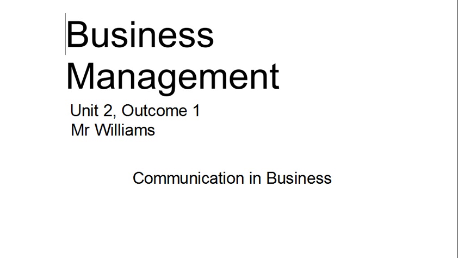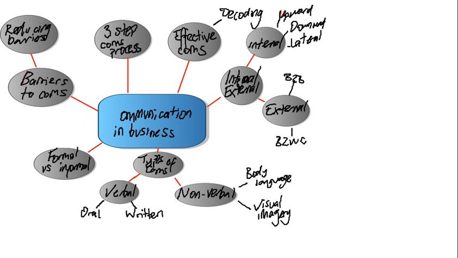Okay, welcome to the next section of Business Management Unit 2, Outcome 1, Communication of Business Summary. First of all, we're going to look at the three-step communication process and what that three-step communication process is. So this is the first thing we covered in the unit.